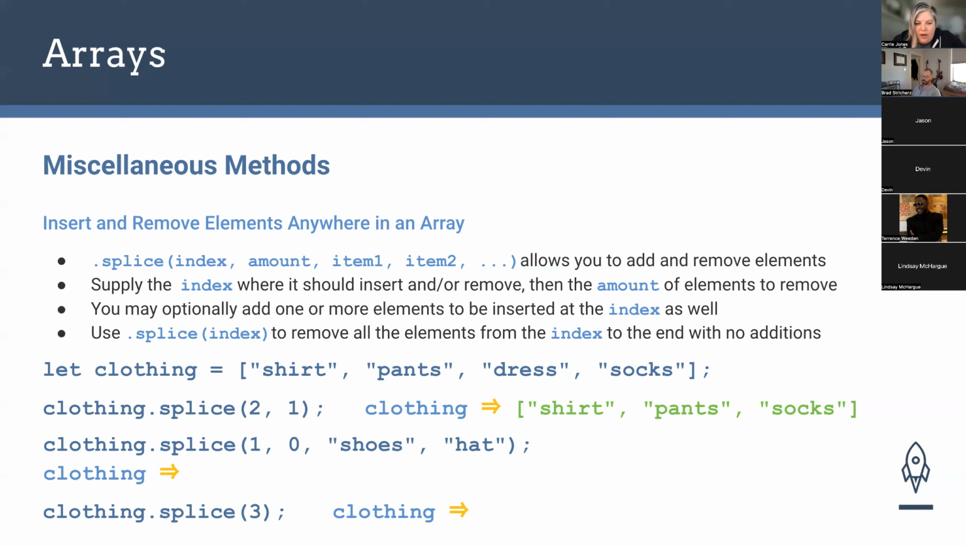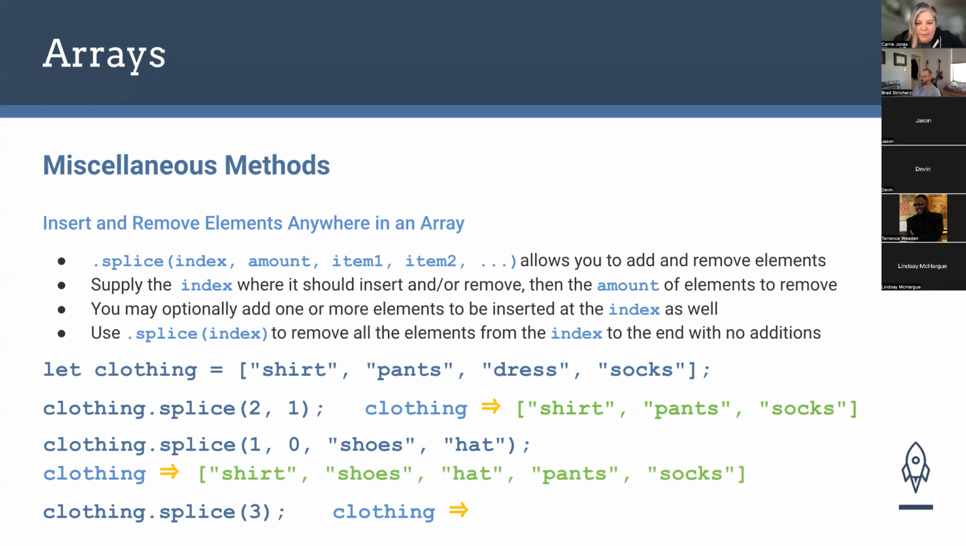And then on the next one, if I wanted to just add in shoes and hat, I could say, go to index 1, don't remove any, but add in shoes and hat. And what would that produce? Shirt, shoes, hat, pants, and socks. We still have socks. Yeah, the only one we removed up here was dress.